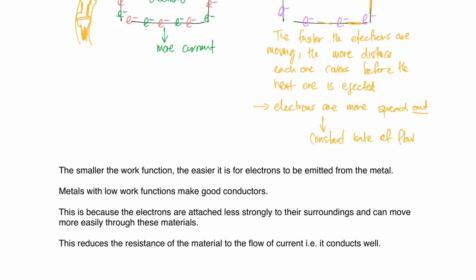Something that's useful for us to actually know as well is that in terms of the work function, the smaller the work function, the easier it is for the electrons to even be emitted from the metal. Metals with low work functions make good conductors. Things like platinum, gold, silver. This is because the electrons attach less strongly to their surroundings and can move more easily through these materials. This reduces resistance of the material to flow of current, so it conducts really, really well.